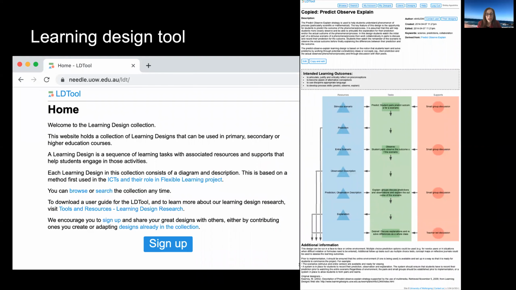Another way that you can describe and document that design is through our LD tool. So we've actually developed an online tool, and in this tool you can create a learning design, or you can copy an existing design and then adapt it to your own teaching and learning context. You can save it, and you can print it, and you can also have a look at the repository of learning designs created by others.